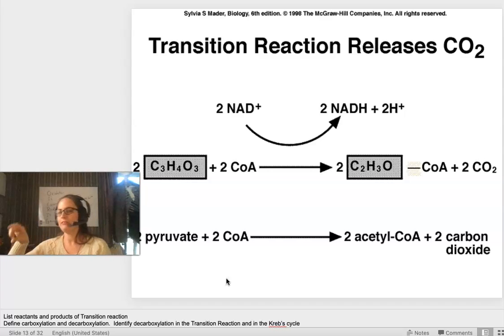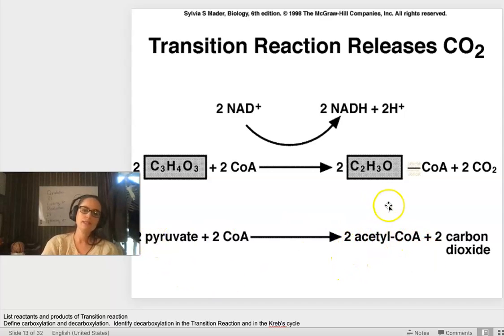But it's not pyruvate that goes into the Krebs cycle. Something else goes into the Krebs cycle. So we also have a transition reaction. Transition from the cytosol into the mitochondria means that we're going to take pyruvate and turn it into acetyl-CoA. This is going to release 2 carbon dioxide. So we'll go ahead and start from 2-pyruvate. That was the end of glycolysis. We are also going to need the substrate of 2-coenzyme A.